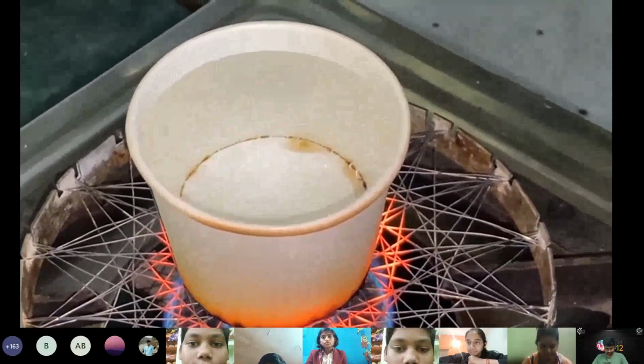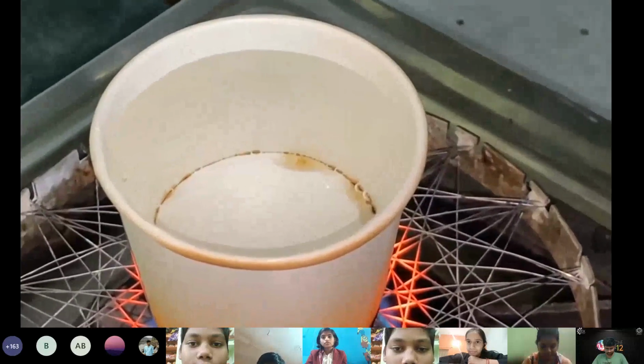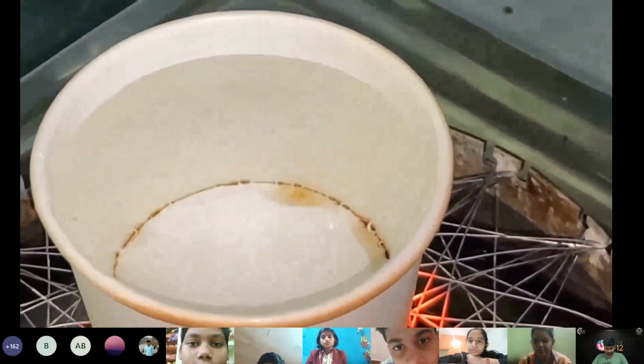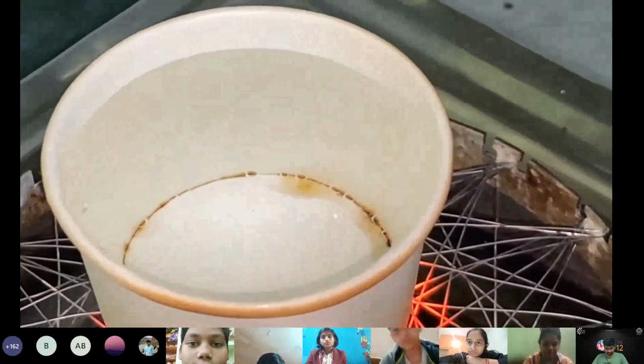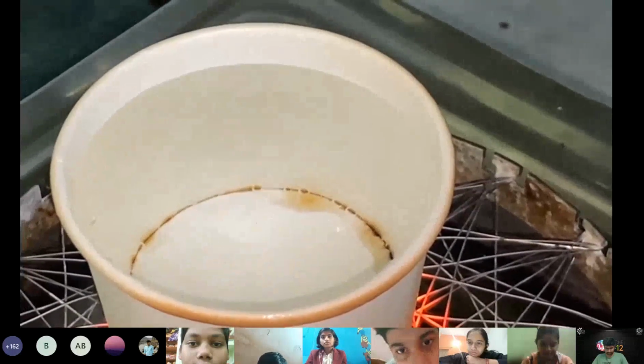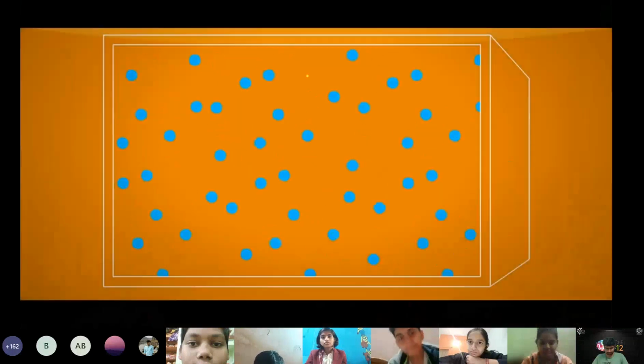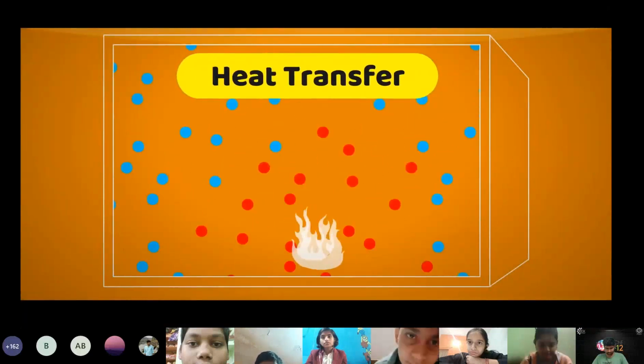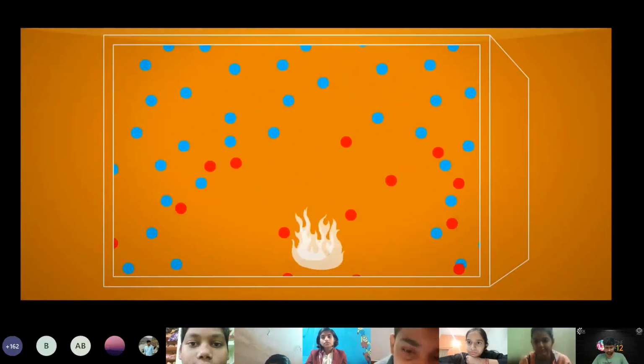The paper cup could easily have burned if it were empty. But as you can see, it has just procured little blackenings on its outer surface and nothing more. Now let's move to our presentation to know more on heat transfer.